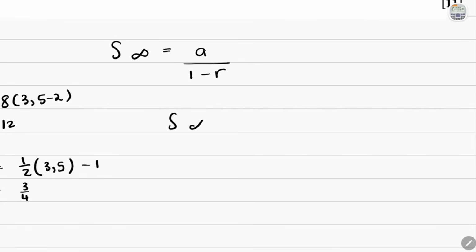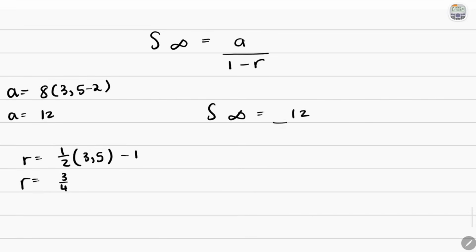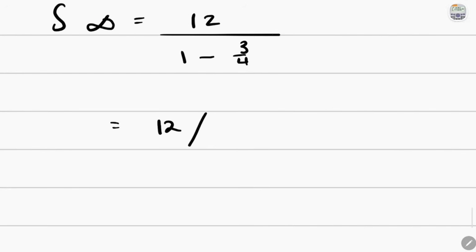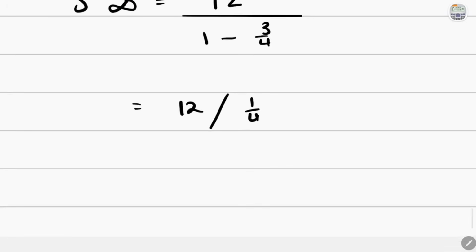Okay, so the sum to infinity is equal to a, which is 12, over 1 minus 3 over 4. Let's just quickly calculate this. So this is 12 divided by 1, which can be 4 over 4, so that's minus 3 over 4, which is 1 over 4. And so 12 divided by 1 over 4, you can just type in times. So 12 times 4 over 1.